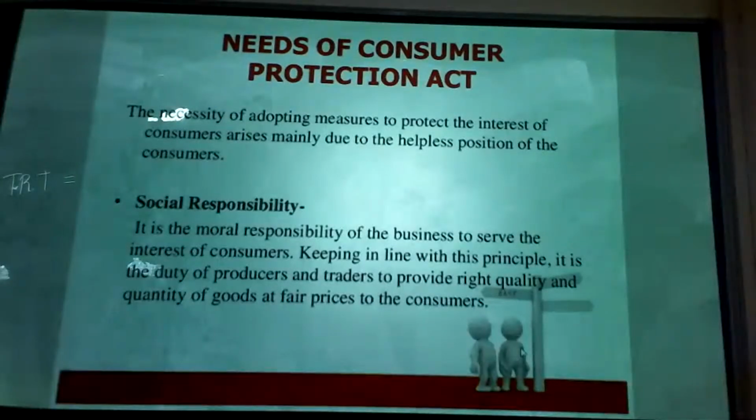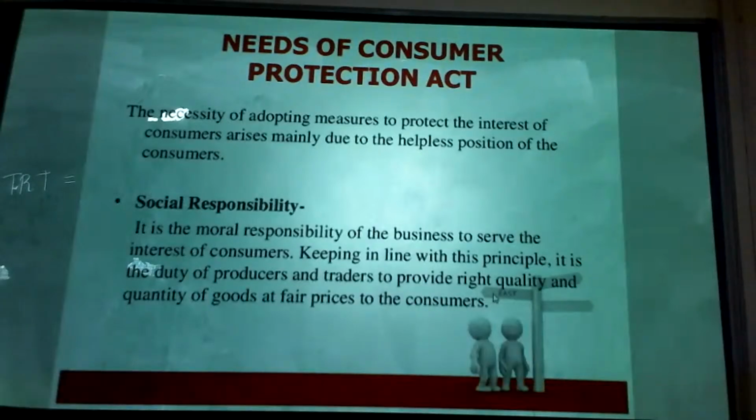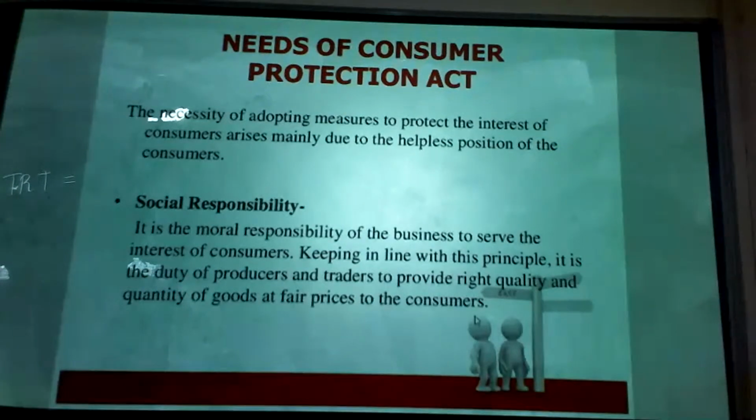Social responsibility. We already know, as a service provider and as a manufacturer, it is compulsory to maintain social responsibility. It is possible when people provide the right goods and right services to the customer. That is the fundamental social responsibility of a businessman or trader. So how is it possible? Majorly by providing the right quality and right quantity of goods. Based on that only we can serve the social responsibility.